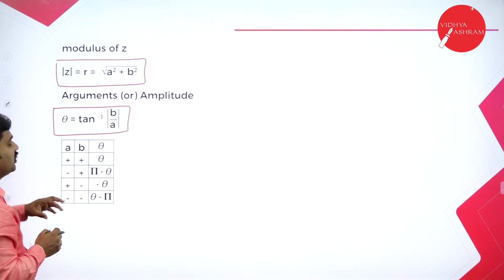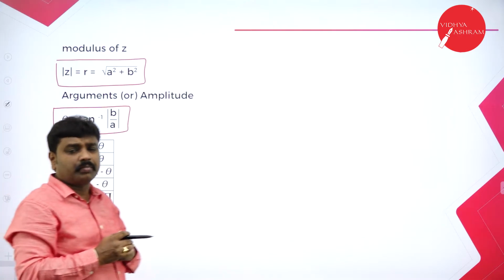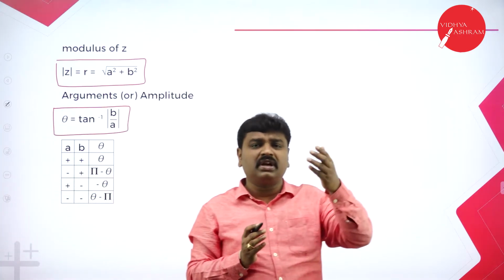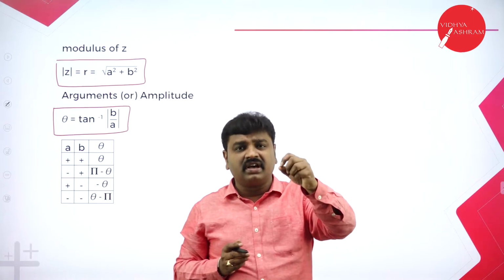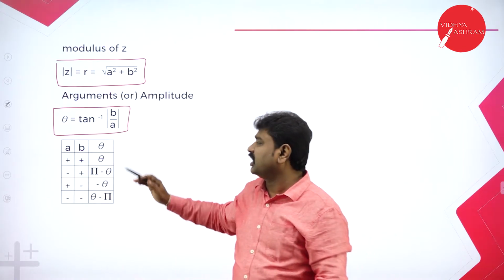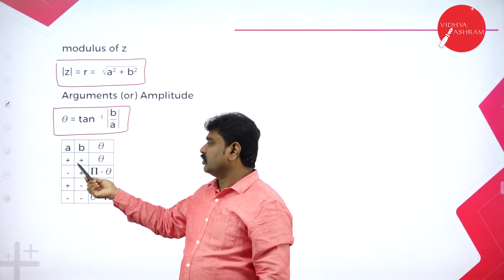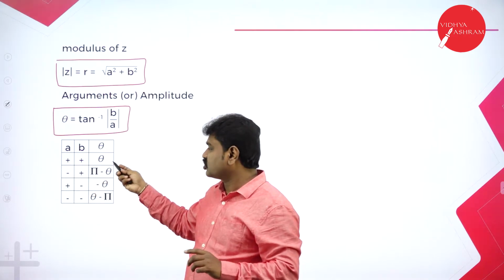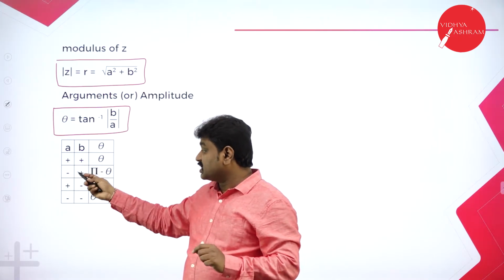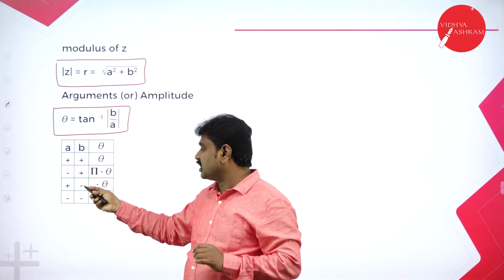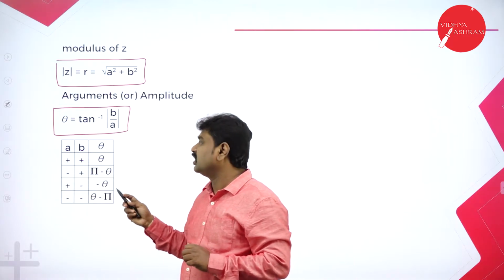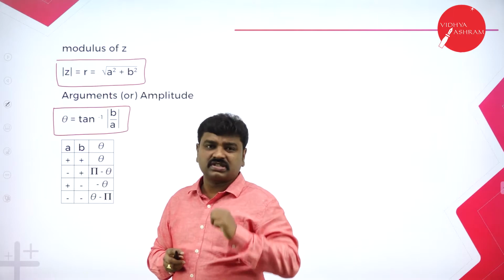These three formats are better compared to a textbook. In the textbook they take r sin by r cos, divide them and then get tan. Directly I'm writing tan. See, if A is positive and B is positive, theta is positive. If A is negative, pi minus theta. If B is negative, minus theta. If both are negative, theta minus pi. So these are the cases you should remember.